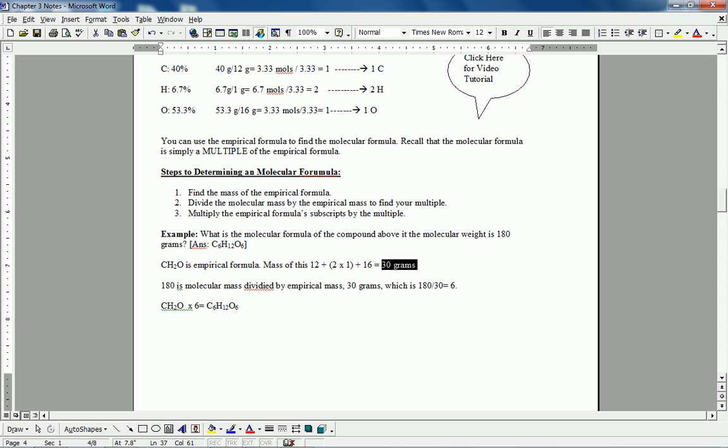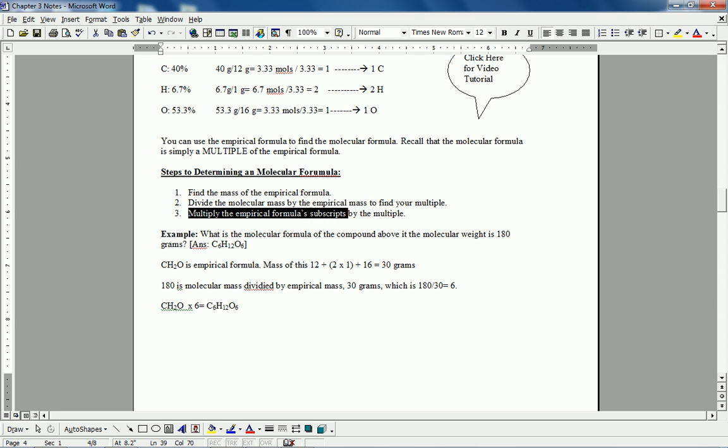So 180 divided by 30 is 6. The reason, again, is the molecular formula is a multiple of the empirical formula. So we want to know how many times the empirical formula is the molecular formula. How many times bigger is it? Well, if we want to know how many times bigger, we can take the ratio of the masses, which is 180 to 30, and that's a 6-fold difference. So we know that the molecular formula is 6 times the empirical formula.